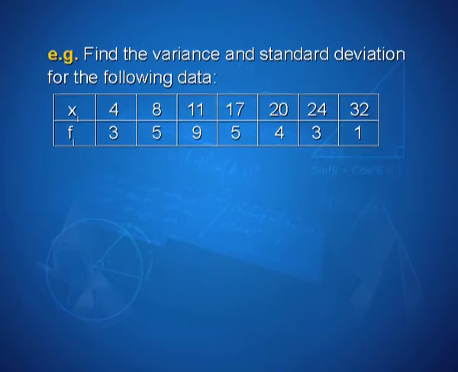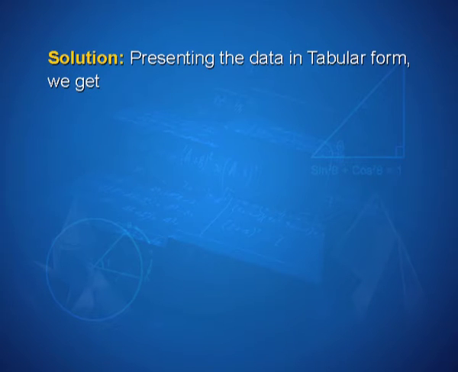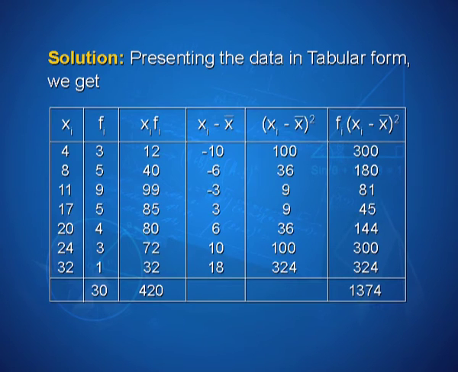Let us take up one more example. Find the variance and standard deviation for the following data. Xi's are 4, 8, 11, 17, 20, 24 and 32, and the corresponding frequencies are 3, 5, 9, 5, 4, 3, 1. Look at the solution. Presenting the data in tabular form, we get the first column representing xi's, the second column representing the frequencies fi's, and the third column shows the product of fi and xi's here.